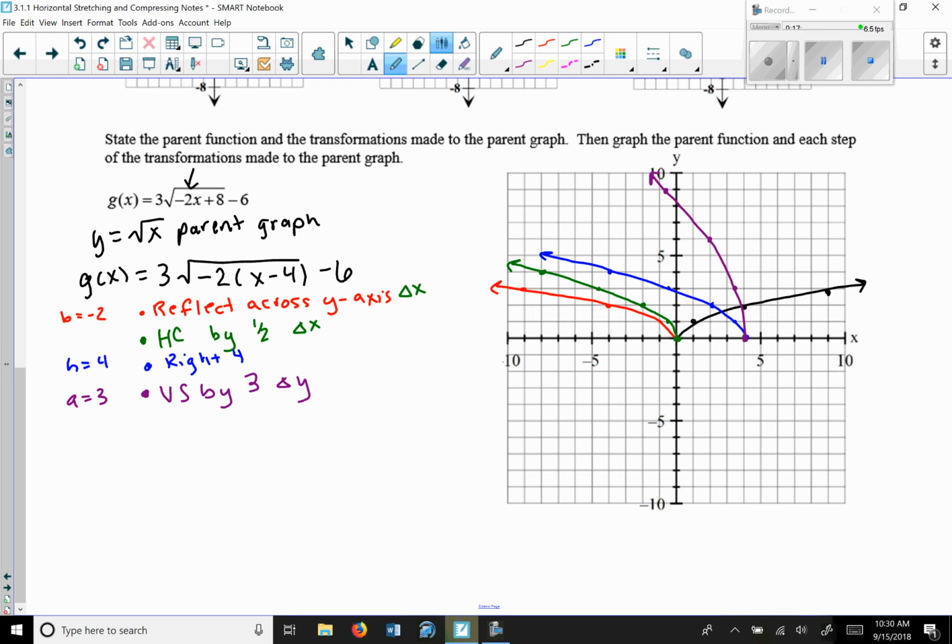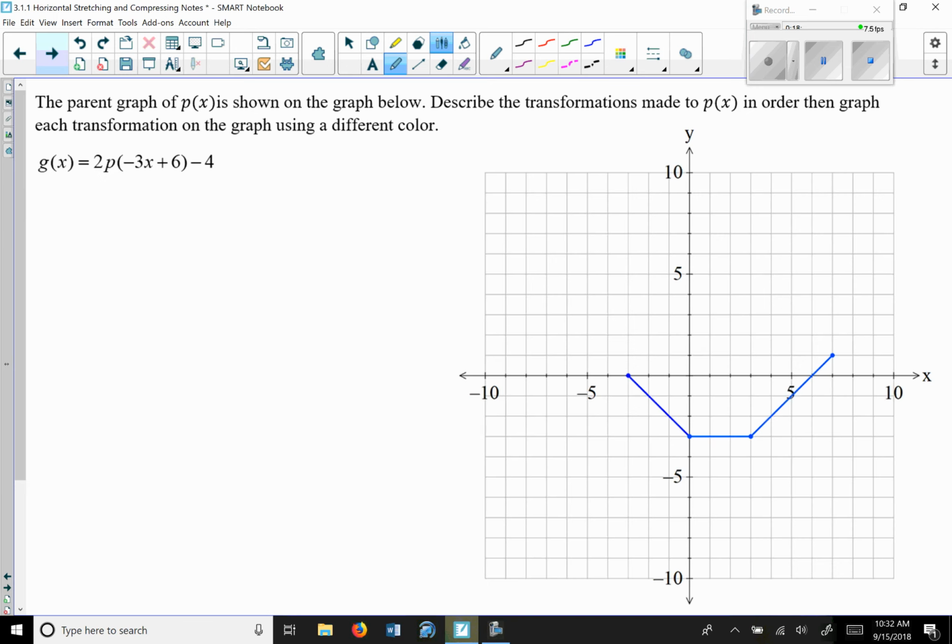Okay. And so the next one's going to be that down 6 because that's our K value. So I'm just going to count down 6 for each of these. And this last graph in orange is my transformed graph. So that would be my final graph with all my transformations. So again, B, H, A, and K.